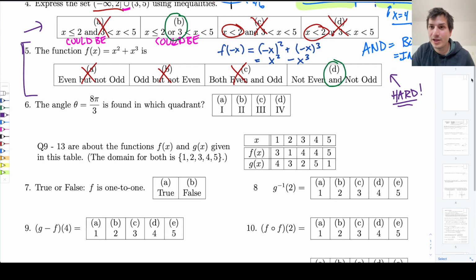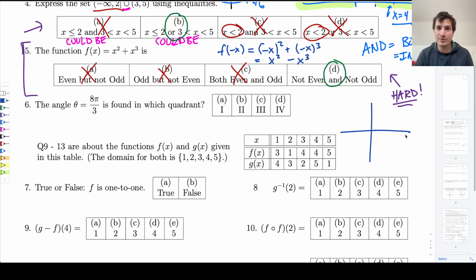Okay. Question 6 was pretty well done. So it's the angle 8 pi by 3, and you had to figure out which quadrant it's in. One way some people did this was with a calculator: take 8 pi by 3, convert it to a number, and then look at where that is on the circle. That's totally valid. Here's how I would do it without a calculator.